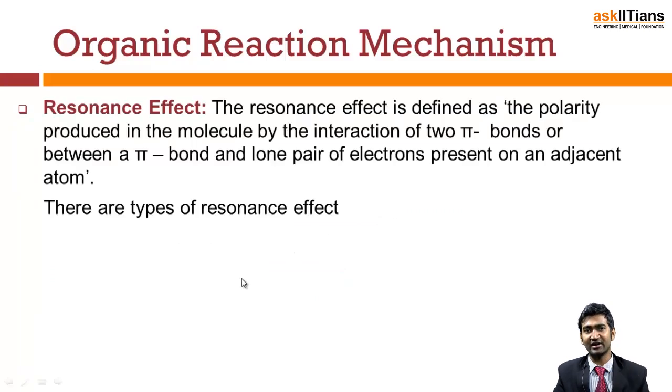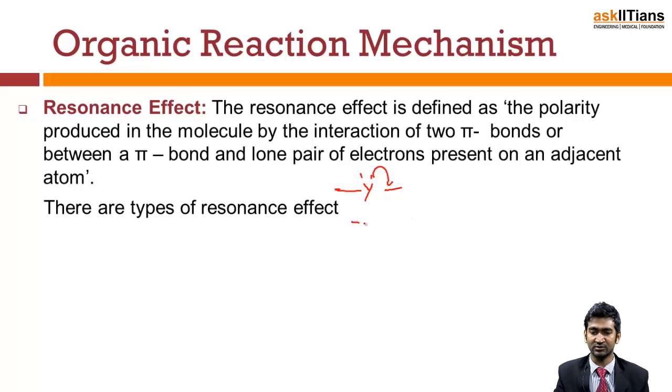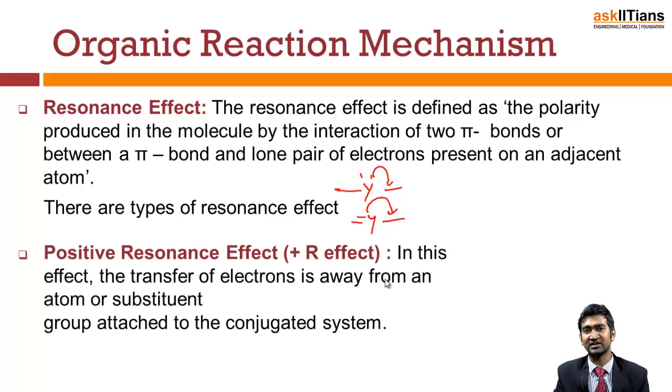So by the resonance effect, what do I mean? It is defined as the polarity produced in a molecule by the interaction of two pi bonds or between a pi bond and a lone pair. Like before, there was electron transfer between an atom and a bond. Suppose I have Y negative and I have transferred this to this. Suppose I have a Y double bond, it gets transferred to this. These are the resonance effect. Now this can be plus R or minus R. In plus R, transfer of electrons is away from the atom.